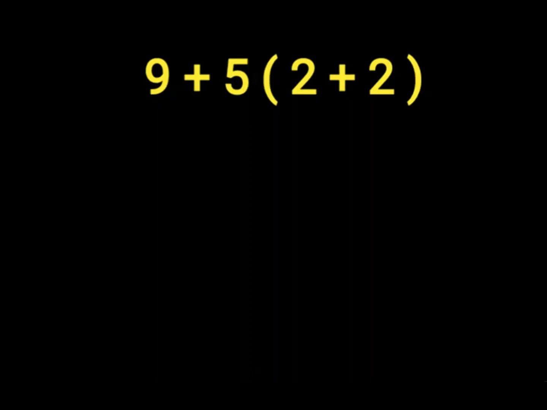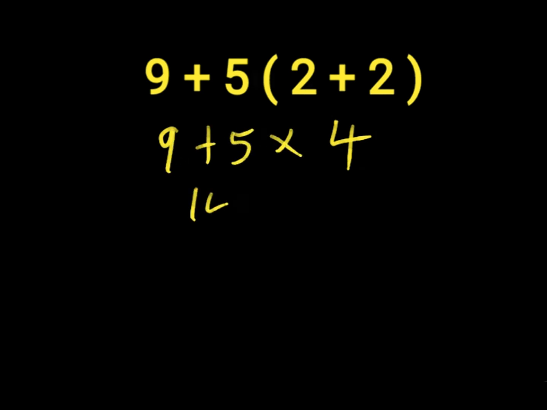Here we have 9 + 5(2 + 2). We first of all solve our parenthesis, which is 2 + 2. 2 + 2 will give us 4. Then we bring down 9 + 5 × 4. 9 + 5 will give us 14. Then we have 14 × 4, which will give us 56.